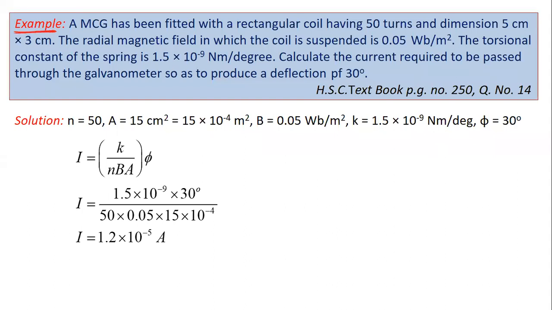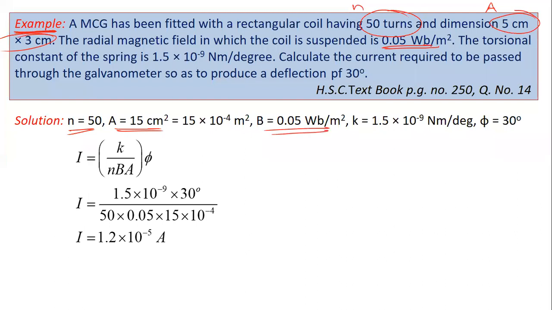A moving coil galvanometer is fitted with a rectangular coil of 50 turns, number of turns, dimension 5 centimeter into 3 centimeter. I mean, this is the area. So 5 into 3, 15 centimeters square. You can see here. The radial magnetic field in which the coil is suspended is 0.05 Weber per meter square, is the magnetic field.